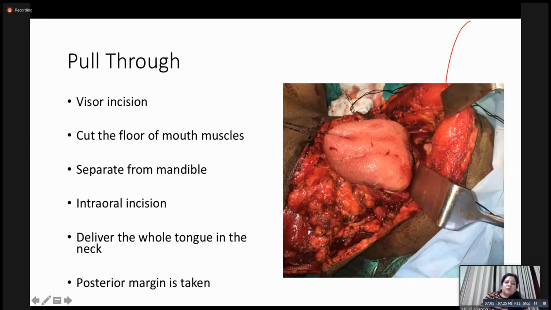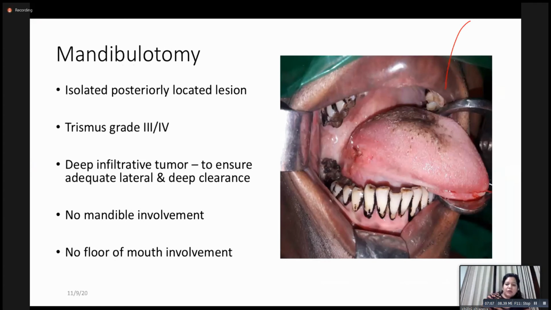An alternative to the pull-through approach is the mandibulotomy approach, which is a good modality of treating a tumor which is located posteriorly, does not have floor of mouth involvement, and if you do pull-through, you will have to open the floor of mouth necessarily for such a small posteriorly located tumor, or the patient has severe grade 3 or 4 trismus. But the prerequisite of doing mandibulotomy is that there should not be any mandible involvement, there should not be major floor of mouth involvement, because anyway you are going to open the floor of mouth, then it's better to do pull-through in this case.